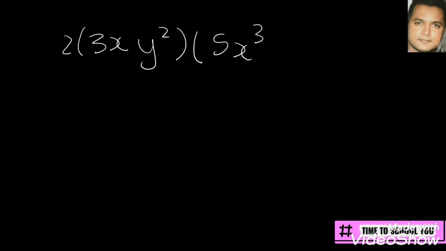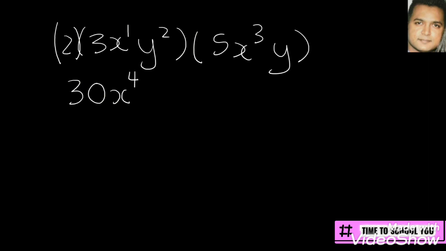Okay, this last one here we have 2 into 3x y squared into 5x to the power 3 times y. The same thing will apply. We will multiply the numbers. Although this number is on the outside, this is also multiplication. So it will be 2 times 3 times 5, which will be 30. And then we multiply the terms. X to the power 1 times x to the power 3 is x to the power 4. Y squared times y to the 1 is y cubed.